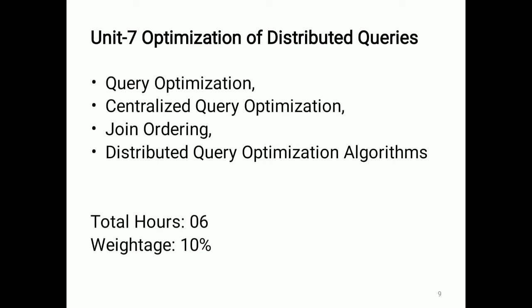Then the last one is the distributed query optimization algorithm. In that there are some algorithms related to the concept of distributed query optimization. These algorithms will be shown in detail when we learn this unit 7, optimization of distributed query. Total hour allocation for this unit is 6 and the weightage of this unit is 10% for the theory examination.